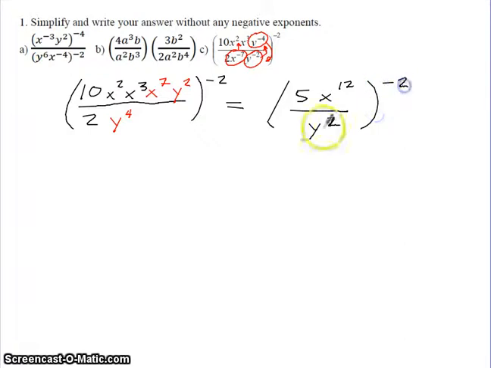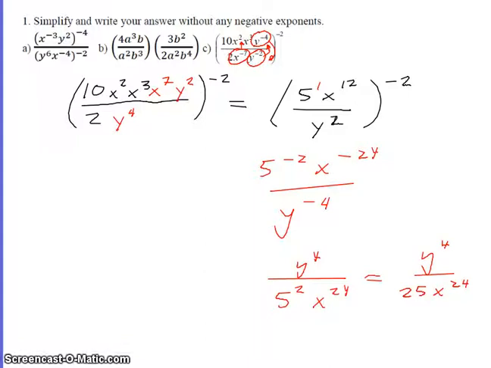And then we have to multiply in that -2 to each one of these exponents. So we have a 5 to the -2, x to the -24, and y to the -4. And let's deal with the negative exponents. And there's our final answer.